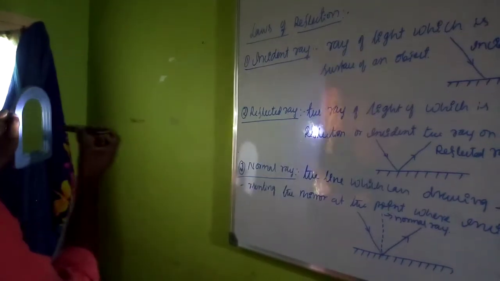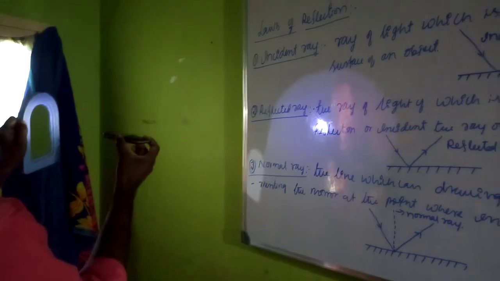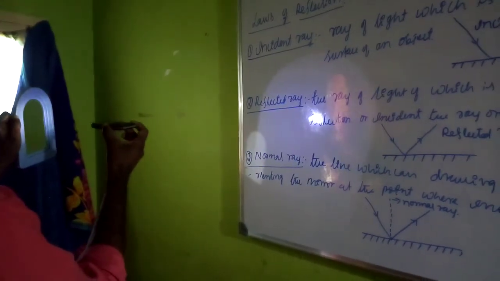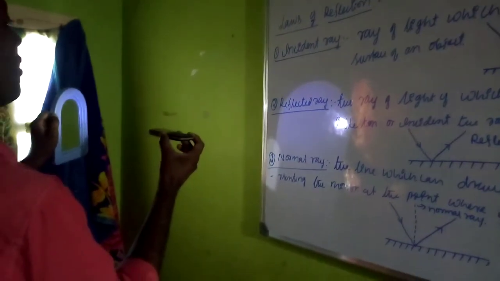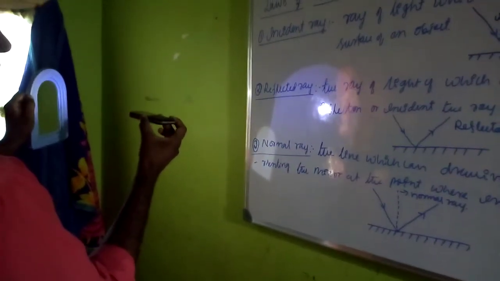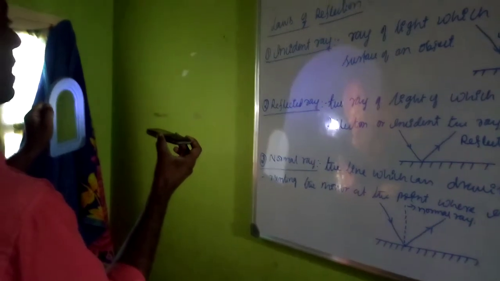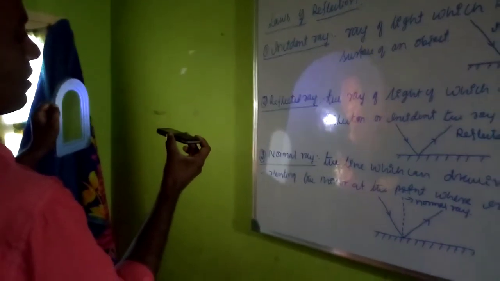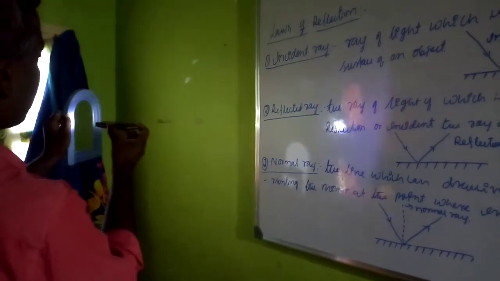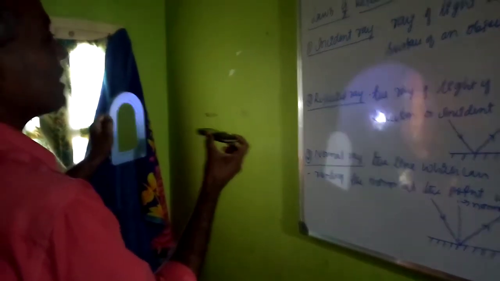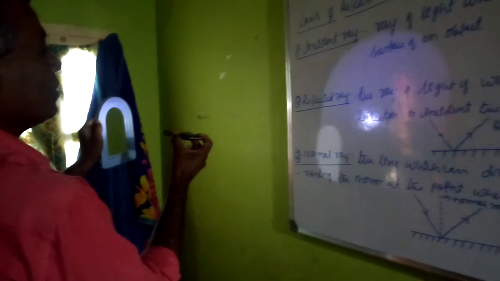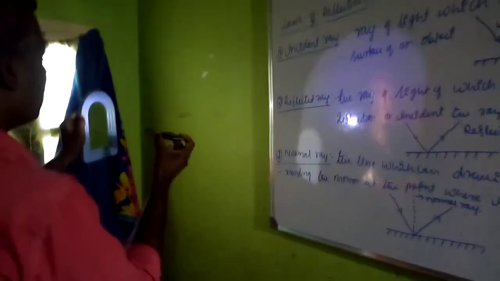This is the object. Your light is striking. Where that light is striking, that is called the incident ray. After that, its image is forming on the marker board. That is called a reflected ray. Okay, students, so this is about the incident ray. The first one is the incident ray, where light is striking. After that, that ray is falling on the blackboard. That is called a reflected ray.